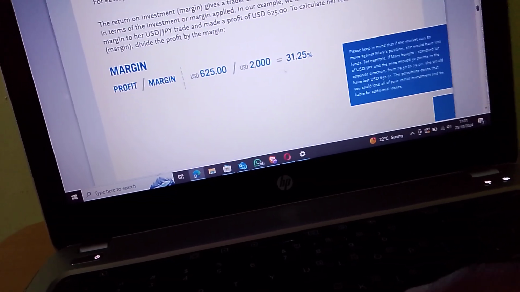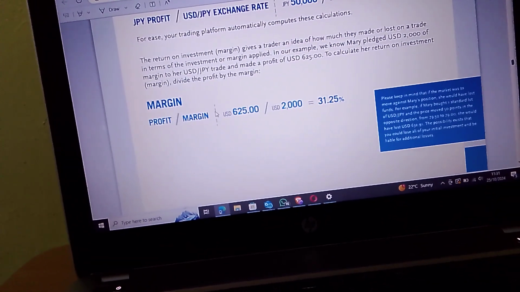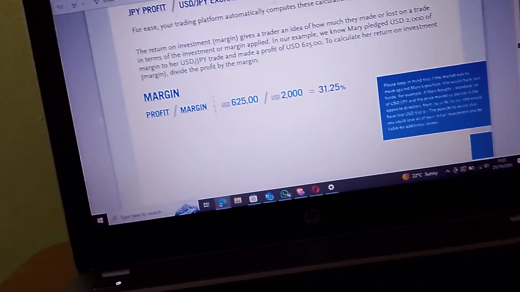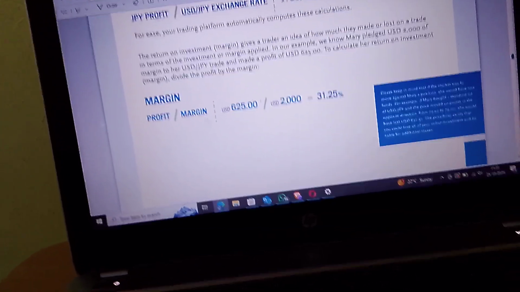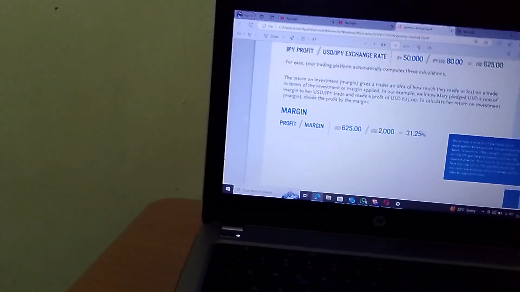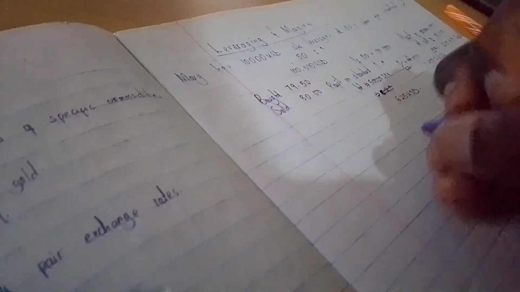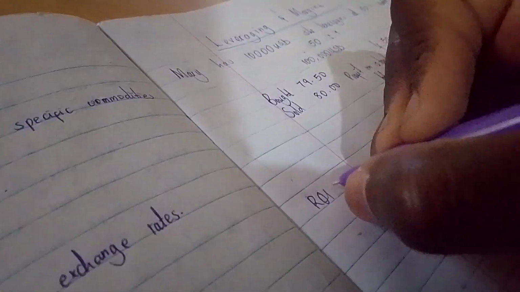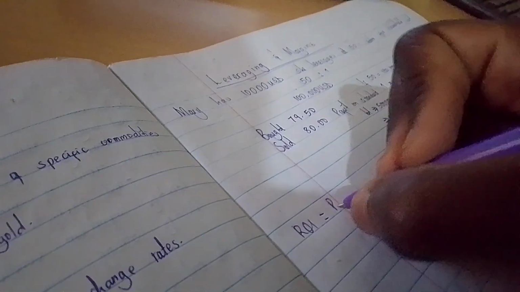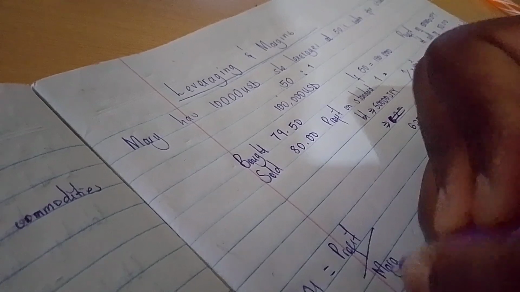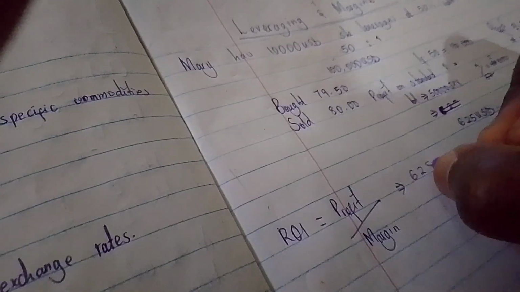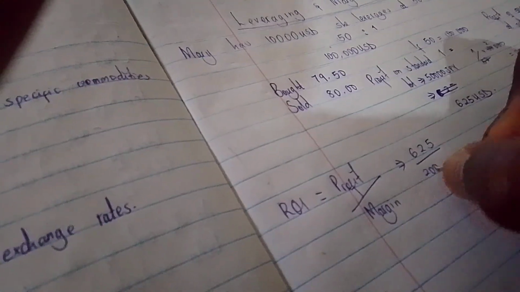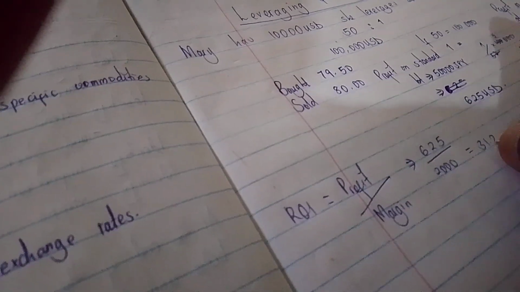So her margin was 2,000 and she got a return, which is a profit of $625. So dividing the profit by the margin, we'll get that she had a return on investment of 31.25. So let me just write that down. ROI is equal to profit divided by margin. So in our case, that is 625 over 2000, which is 31.25%.